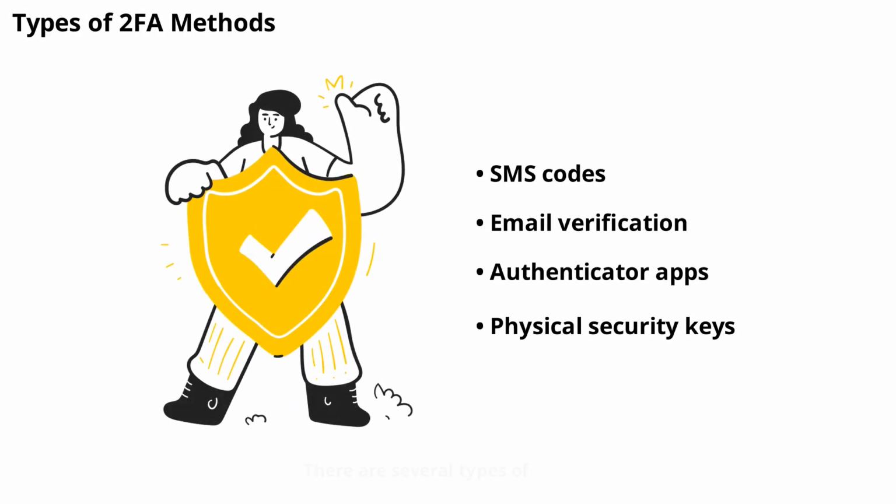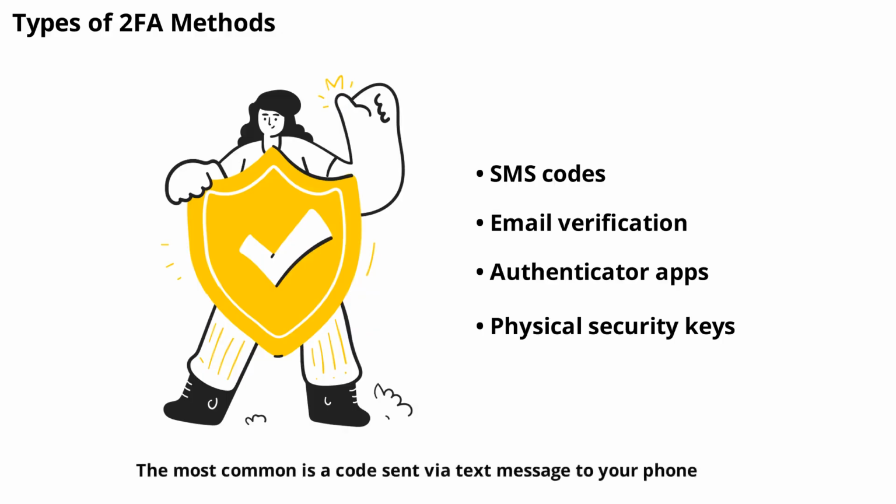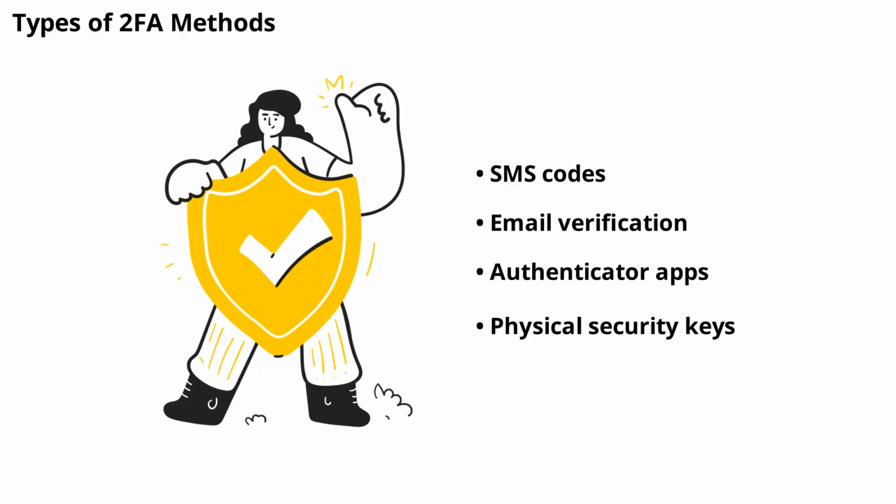There are several types of two-factor authentication methods you might encounter. The most common is a code sent via text message to your phone. Some systems use email codes, while others might use authentication apps like Google Authenticator or Authy. In some cases, you might even use a physical security key. Each method has its own strengths, but all provide a significant boost to your account's security compared to just using a password.